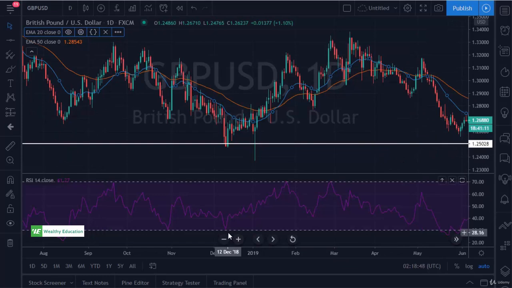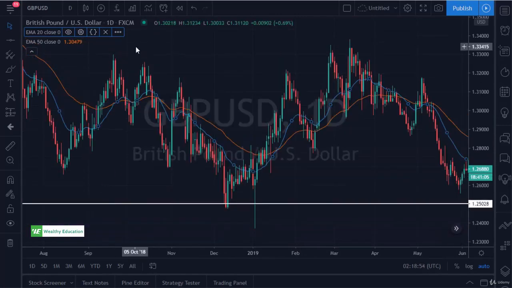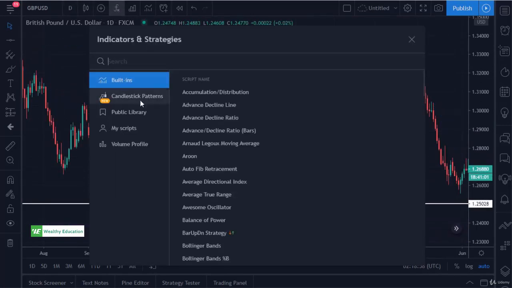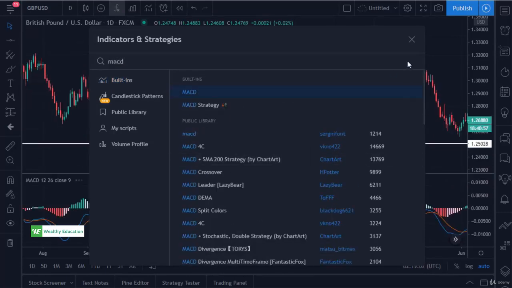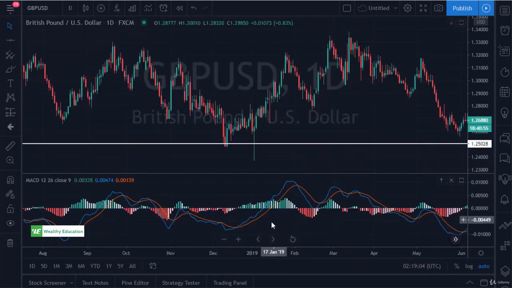RSI had actually touched down here, had just touched the oversold area. So that was a hint, if you will. And then finally, let's do MACD. And we got the zero line cross there.